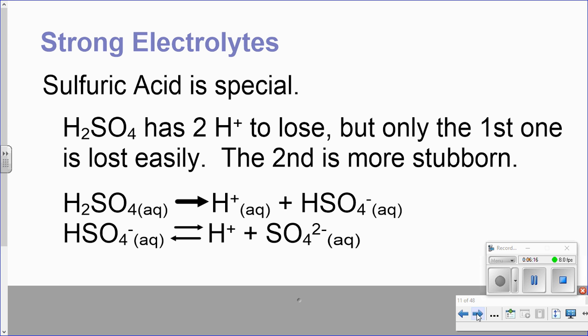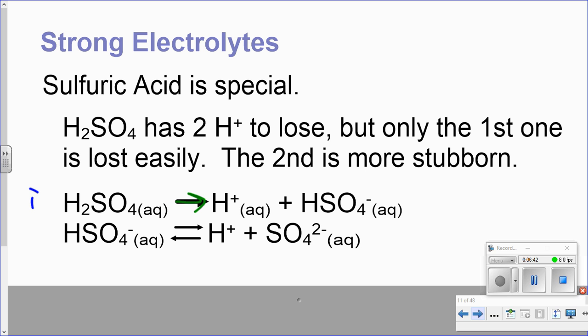The second one doesn't want to be lost so easily. So I've depicted this by, notice this first equation here. This first equation has a single arrow pointing to the right saying this happens. This is a good thing. This is a very powerful, a very thorough thing. H2SO4 becoming H plus and the HSO4 minus. This is something that works. This is something that is pretty prevalent.